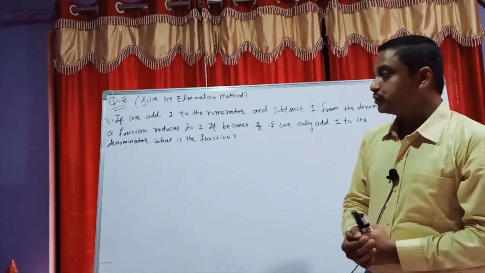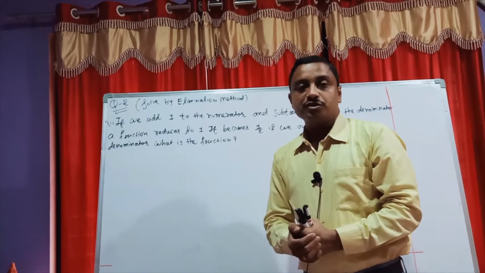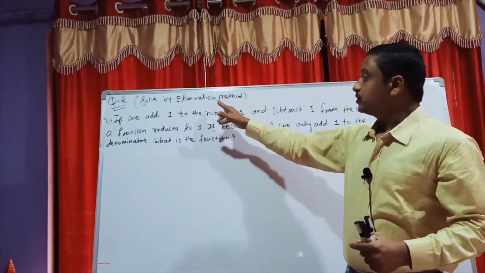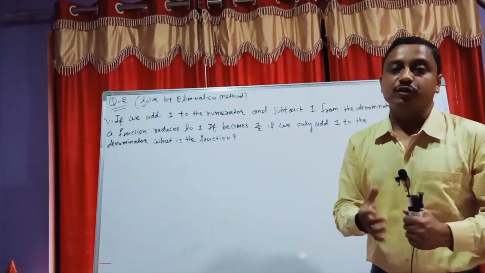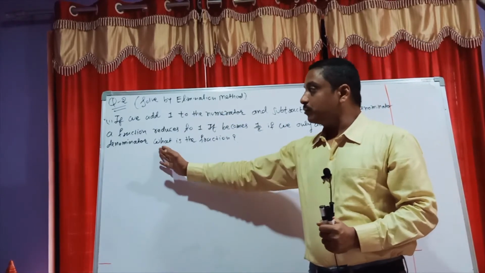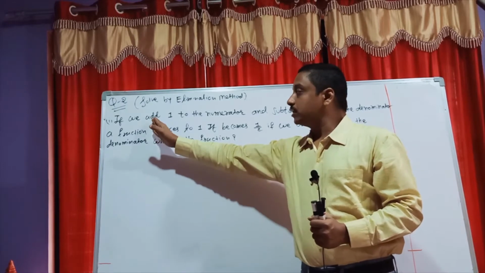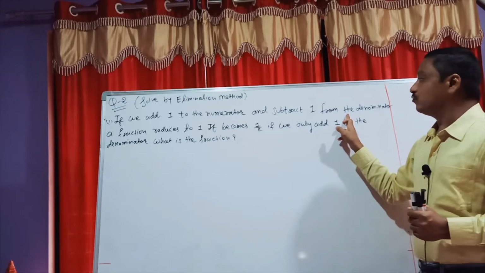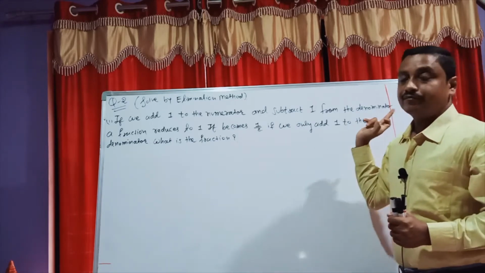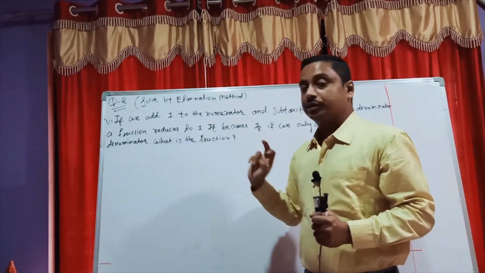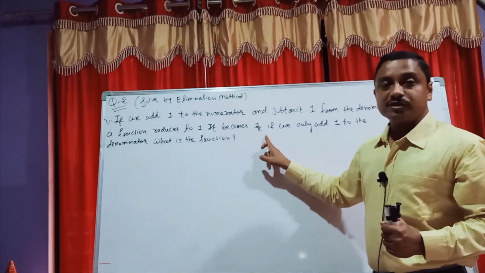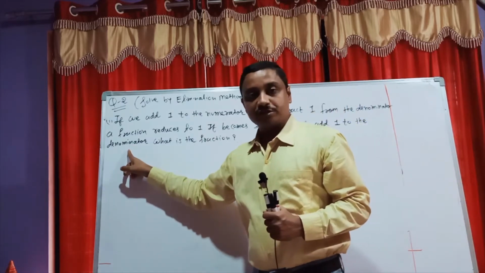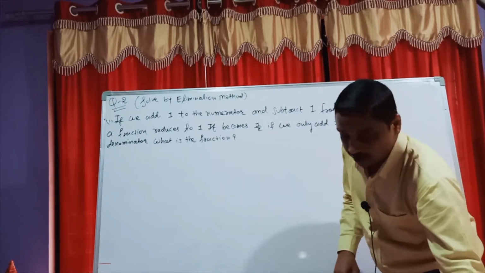Now the exercise continues, students. Question number 2. Some word problems are available in this exercise, but the question is solved by the particular elimination rule. See the first word problem. I just read the question: if we add 1 to the numerator and subtract 1 from the denominator, you get the fraction reduced to 1. And second, it becomes half if we only add 1 to the denominator. Then it asks, what is the fraction?